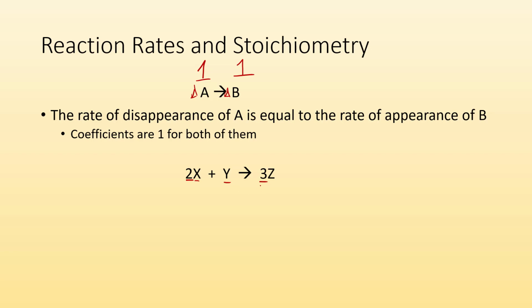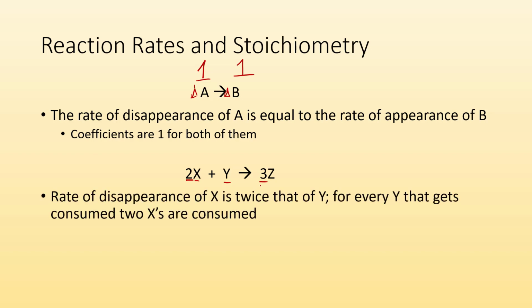So how is this going to affect our reaction rates? The rate of disappearance of x is going to be twice that of y because it's a 2-to-1 ratio. For every 2x, we use up 1y and we make 3z.